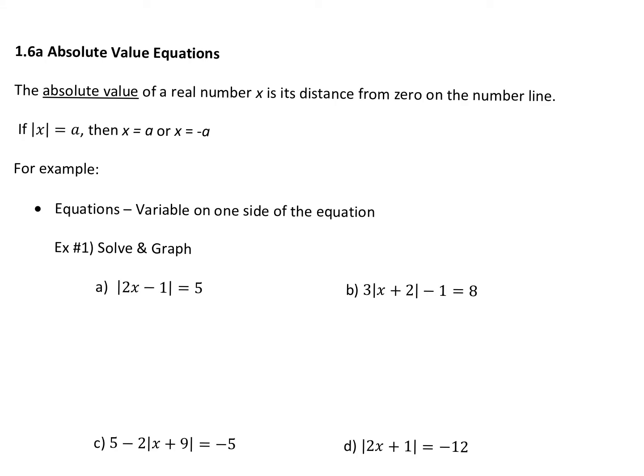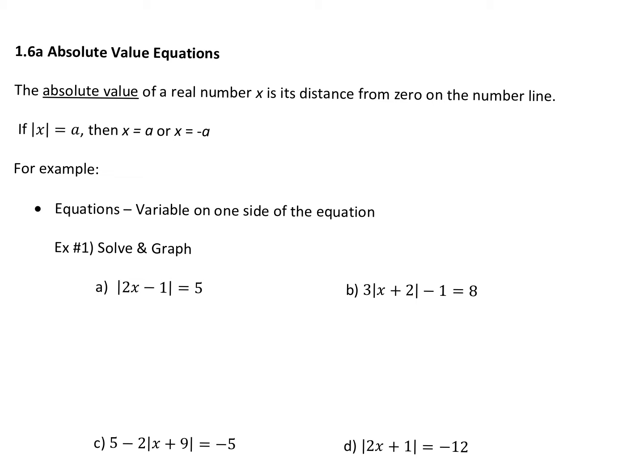Okay, so 1.6a is absolute value. We're going to talk about absolute value for 1.6a and 1.6b. Today is equations. Monday is inequalities. What's the difference? An equal sign versus the symbols we've been dealing with: greater than, less than, all of those, okay?